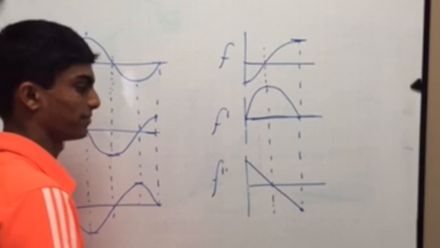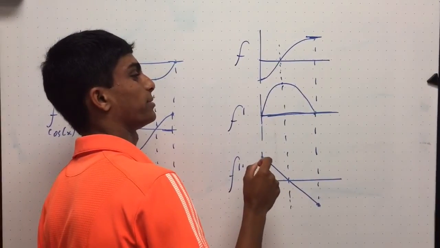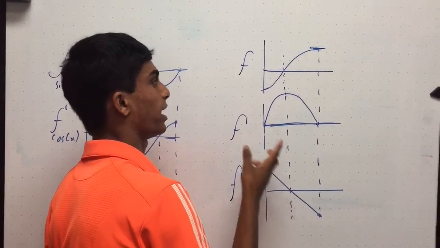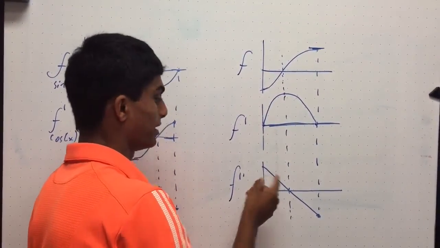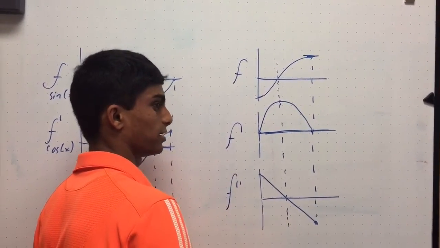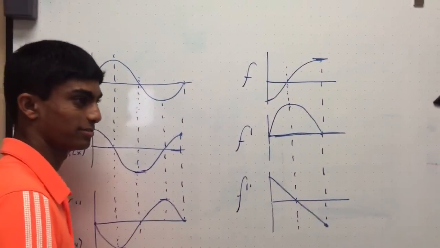Positive f double prime means concave up. A positive graph represents that the function f would be concave up. A negative f double prime would represent a function which is concave down.